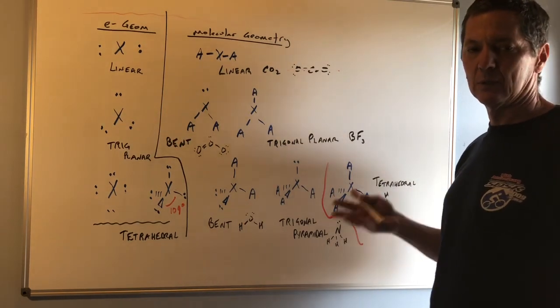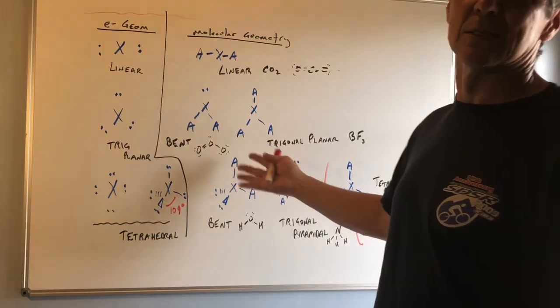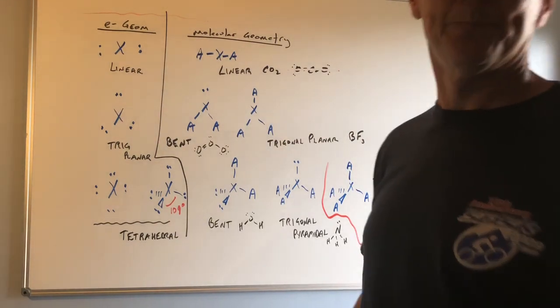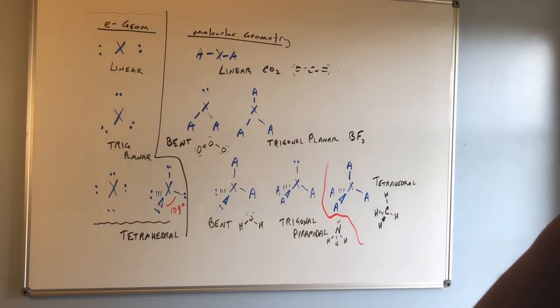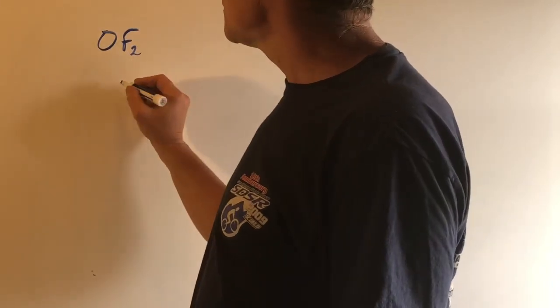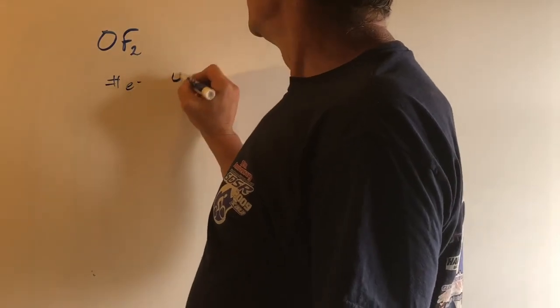Now we'll go through and look at a couple of examples from the worksheet and go through the process of how we know how many groups of electrons there are. All right, so let's look at an example, OF2. First thing to do is find the number of the valence electrons.